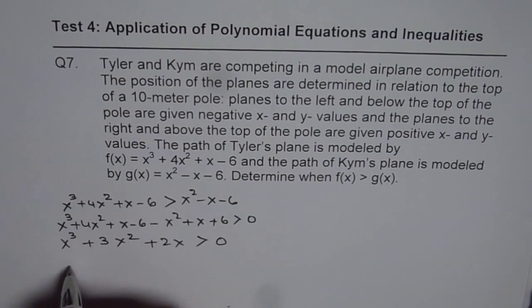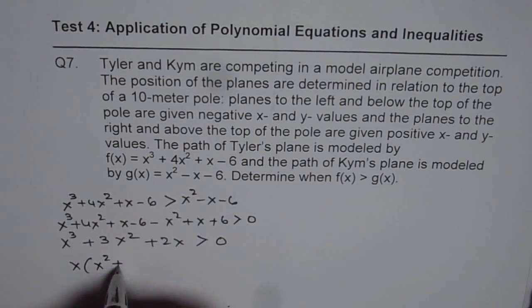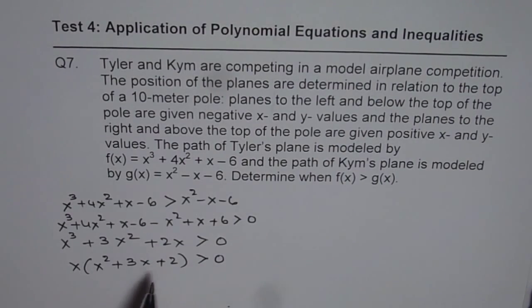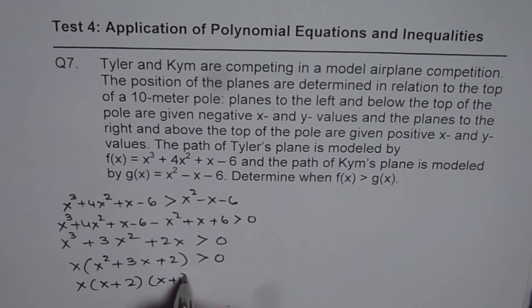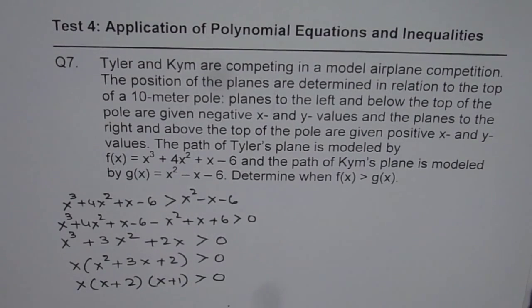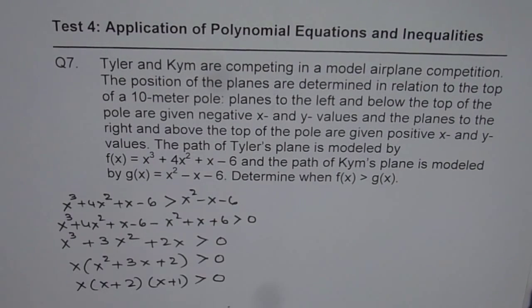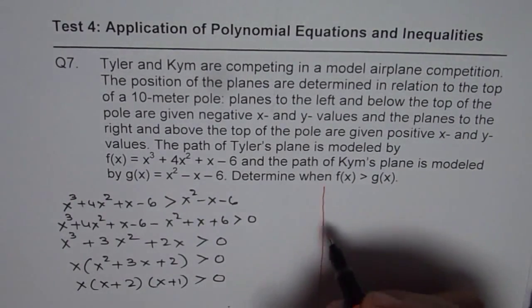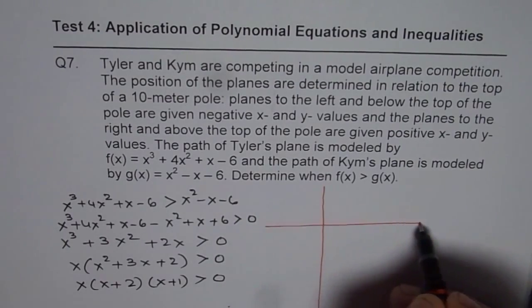We can factor x from here, so we get x times x squared plus 3x plus 2 greater than 0, and this can be factored. Two numbers with product 2 and sum 3, so 2 and 1, so we get x times x plus 2 times x plus 1 is greater than 0. At this stage we can use one of the two methods which we have learned. One is the interval method, right? The other is the graphing method. Since I have already used the graphing method once, let me show you the interval method this time.